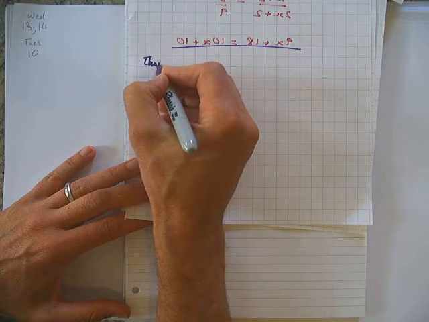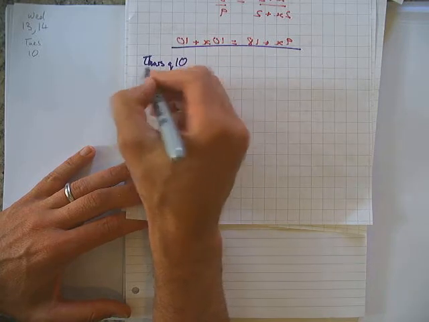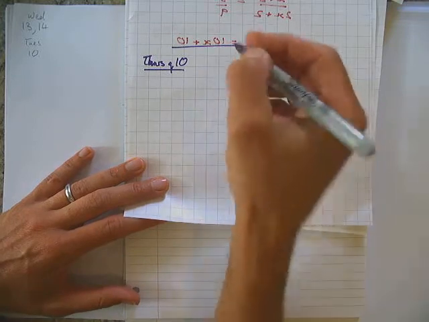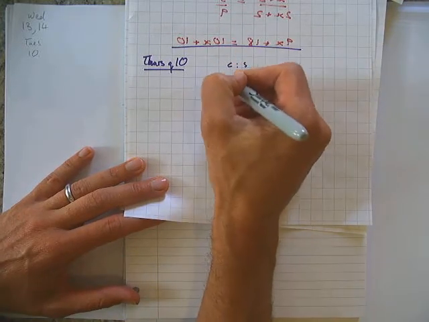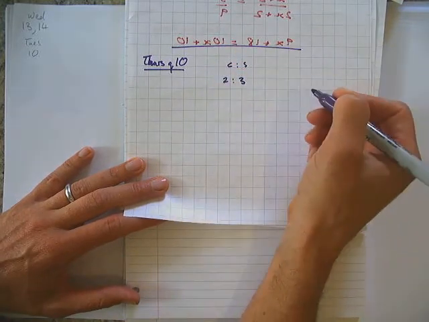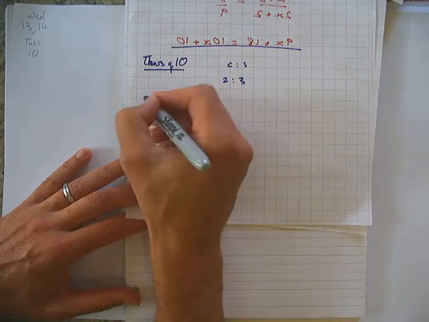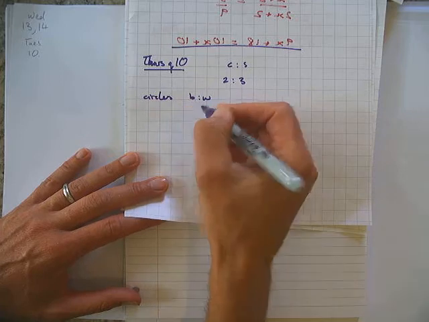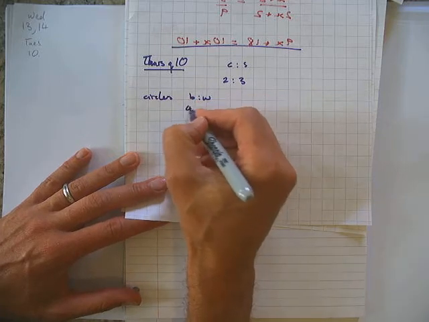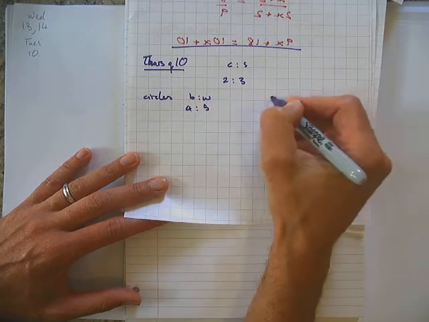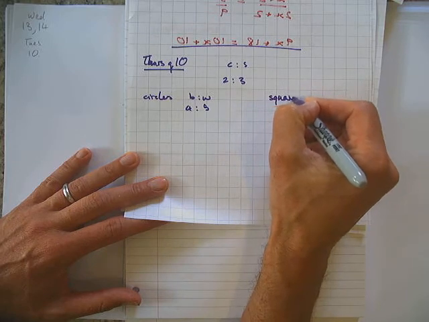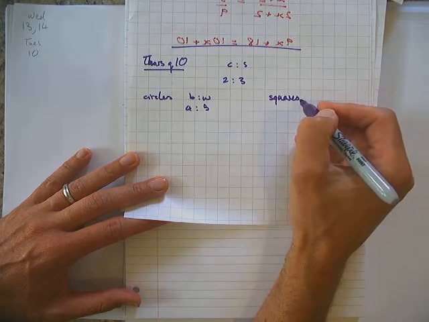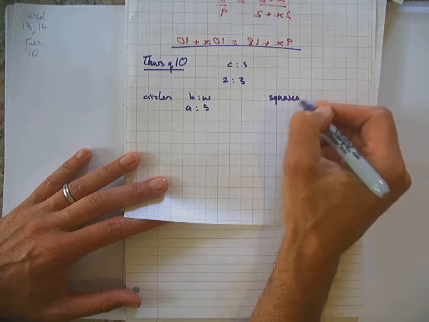Thursday's question 10. Ratio of circles to squares. Circles to squares is 2 to 3. For the circles, black to white is 4 to 5. For the squares, it's 5 to 2.